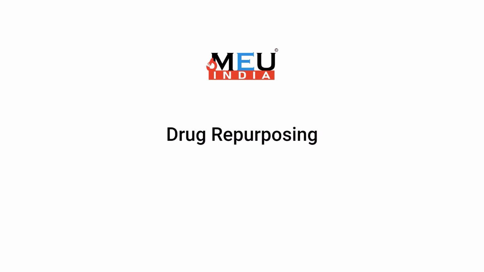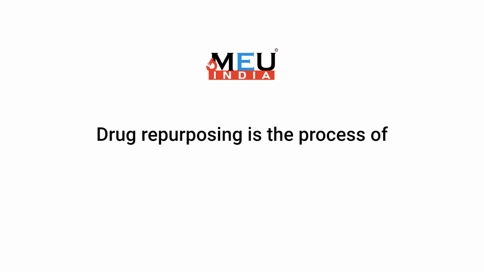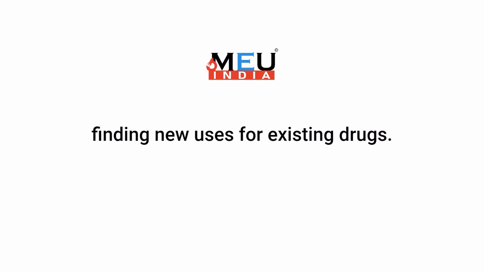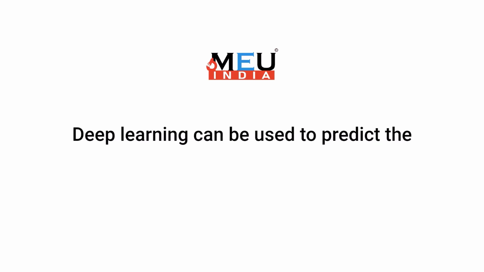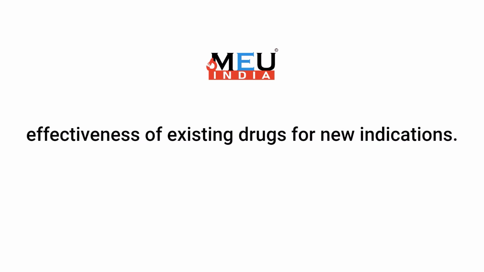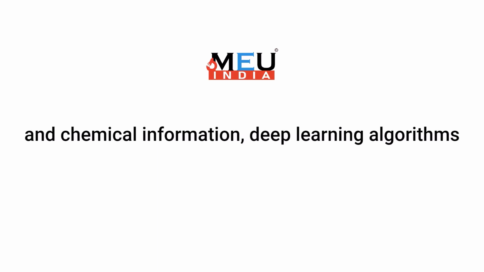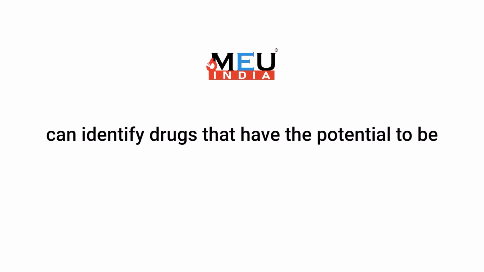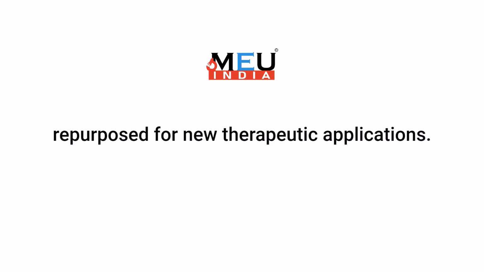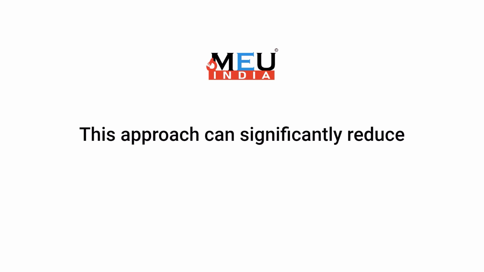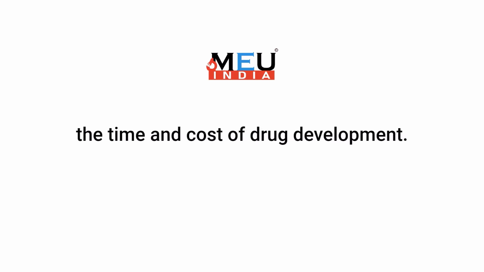Drug repurposing. 2. Drug repurposing is the process of finding new uses for existing drugs. Deep learning can be used to predict the effectiveness of existing drugs for new indications. By training models on large datasets of biological and chemical information, deep learning algorithms can identify drugs that have the potential to be repurposed for new therapeutic applications. This approach can significantly reduce the time and cost of drug development.